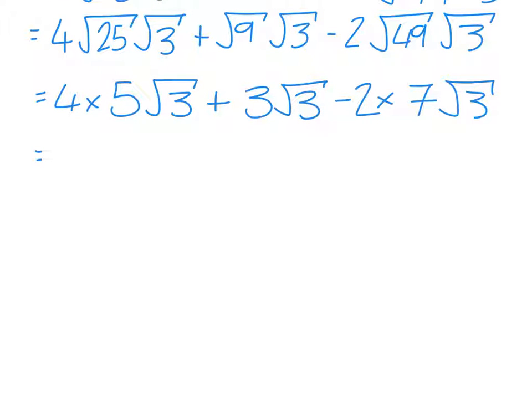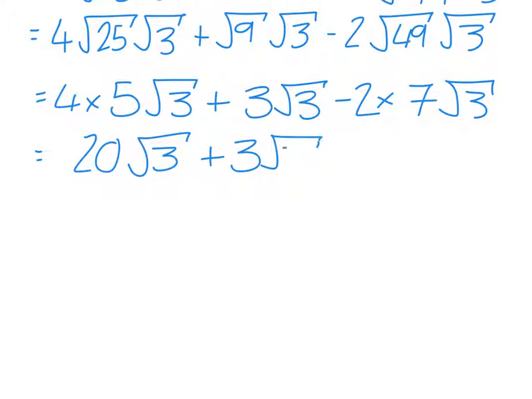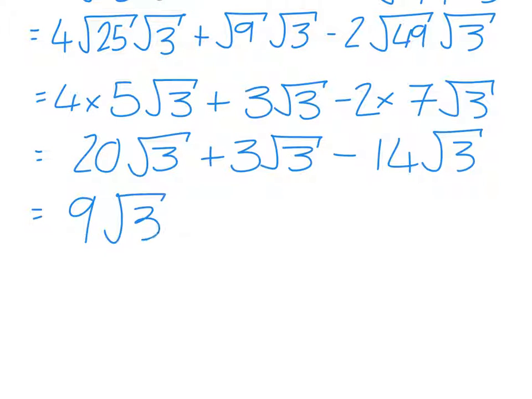So we have 4 times 5, which is 20, root 3, plus 3, root 3, take away, and then it's 2 times 7, which is 14, root 3. So 20 root 3's plus another 3 root 3's is 23 root 3's. And then if we take away 14 root 3's, then that leaves us with 9 root 3's. So that will be our final answer, 9 root 3.